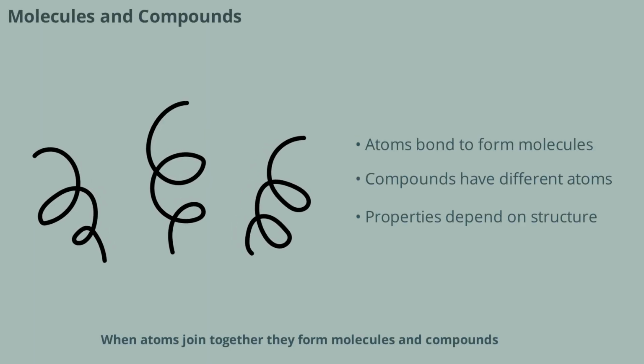When atoms join together, they form molecules and compounds. A molecule is a group of atoms bonded together, while a compound is made of different types of atoms. For example, water is a compound made from hydrogen and oxygen atoms. These combinations give rise to the endless variety of materials in our world. The way atoms connect determines the properties of the resulting substance, making chemistry both fascinating and complex.